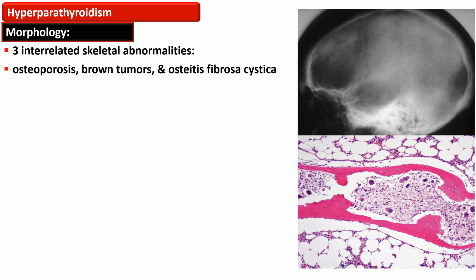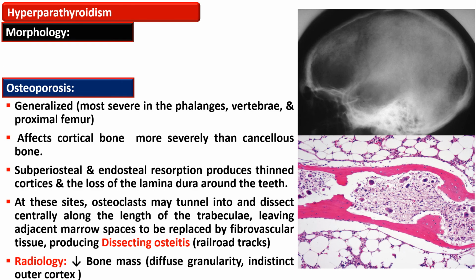Hyperparathyroidism results in bone resorption. It is termed primary when resulting from autonomous hyperplasia or adenoma, or termed secondary to a prolonged state of hypocalcemia. It results in three interrelated morphologies that are osteoporosis, brown tumor, and osteitis fibrosa cystica. The osteoporosis is generalized and affects cortical bone more than the cancellous bone. Subperiosteal and endosteal resorption produces thin cortices and loss of lamina dura around teeth.